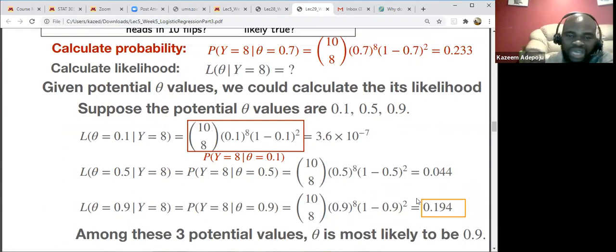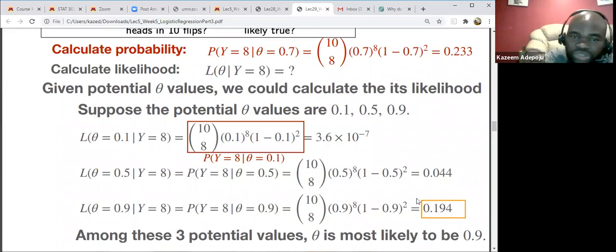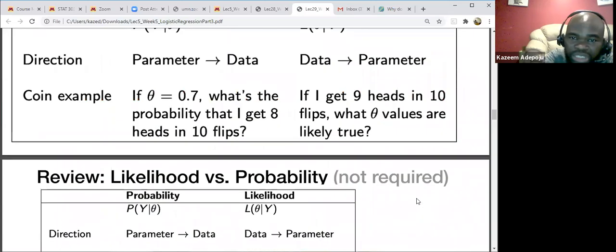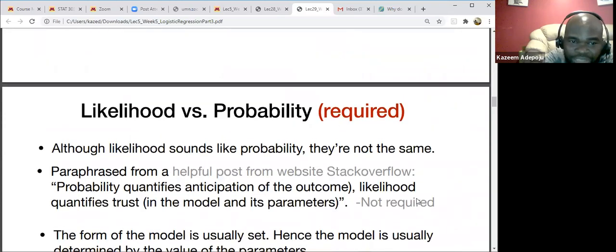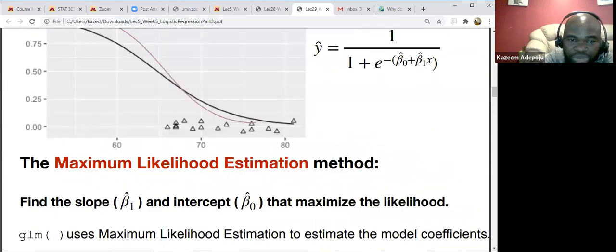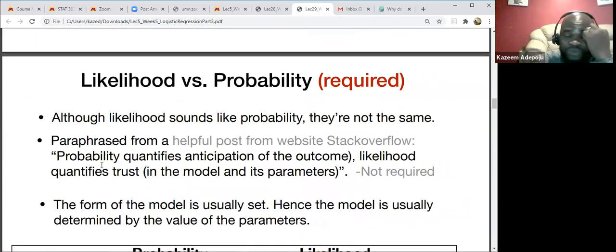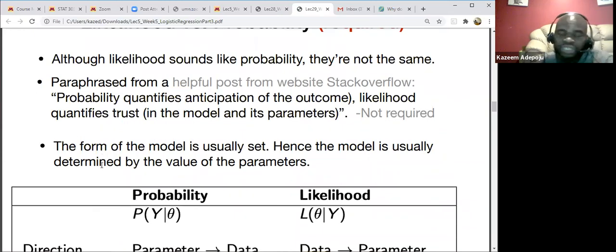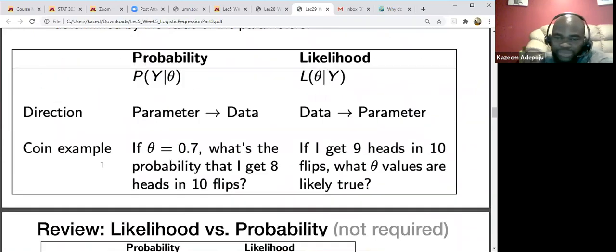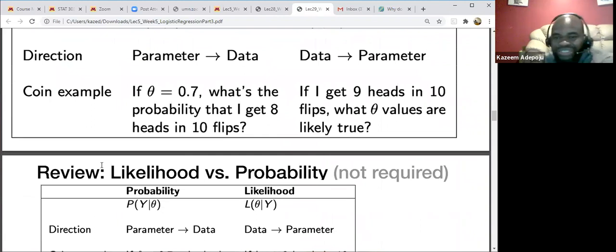Why do we want to consider the largest one? That was because of the method. The method is called the maximum likelihood. That was why we call it the maximum likelihood, because from the possible values of the parameters that we have considered, which one is the largest?